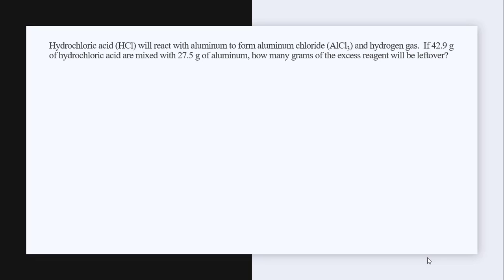If you drop aluminum into hydrochloric acid, there will be a reaction which forms aluminum chloride and hydrogen gas. If 42.9 grams of hydrochloric acid are mixed with 27.5 grams of aluminum, how much of the excess reagent will be left over? This is a limiting reagent question, which is a subset of a stoichiometry question, and you know this because it is asking about the excess reagent.